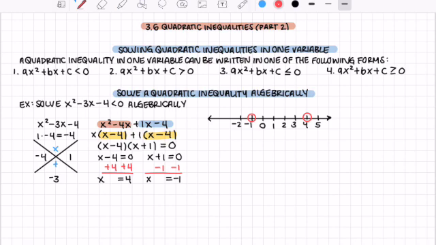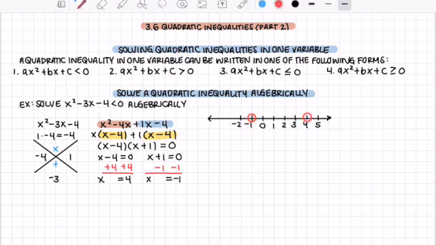I'm going to leave them empty because, if you see here, we have a less than symbol. If it was less than or equal to, or greater than or equal to, then I would have had to fill in the circles.